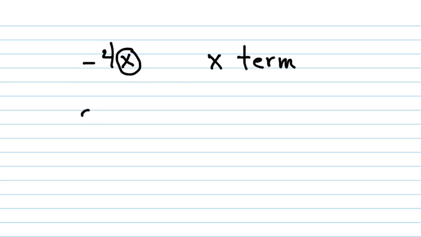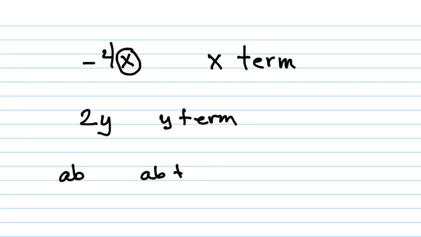So then, if I have this, what kind of term is that? Y term. It's a y term, exactly. Excellent. Okay? Now be careful here. If I have this, what kind of term is that? It's an AB term. So you can have more than one base, more than one variable.